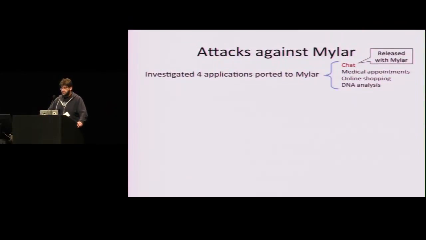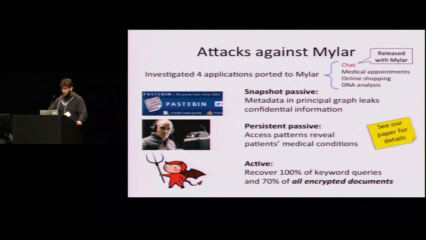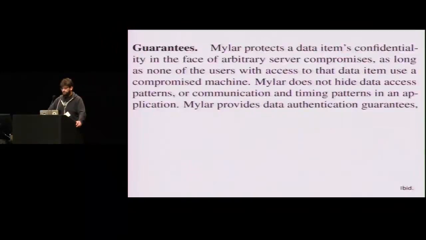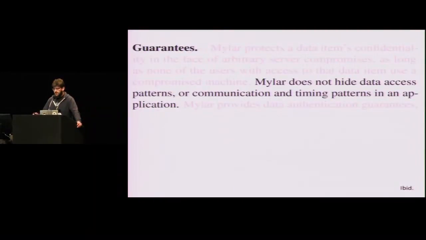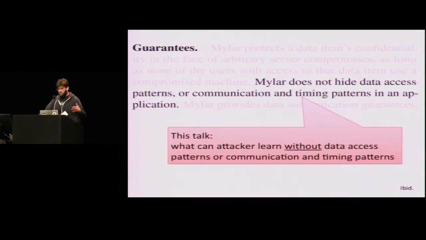To investigate these threat models, we looked at 4 applications, one of which was released with the Mylar paper, and 3 that we ported to use Mylar according to the guidelines in the Mylar paper. And in the threat model claimed by Mylar, we give an attack that in a simulated workload recovers 100% of the user's keyword queries and about 70% of all the keywords in the encrypted documents, and I'll explain this attack a little bit later. We also give 2 weaker attacks, one of which I'll discuss and one of which you should refer to our paper for. In the Mylar paper, they explicitly do not claim to protect access patterns. So in this talk, I'm going to focus on the snapshot passive threat model and the active threat model, because our attacks in these threat models do not use data access patterns or communication or timing patterns.